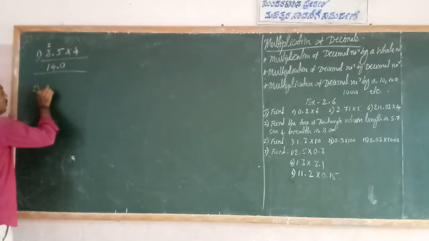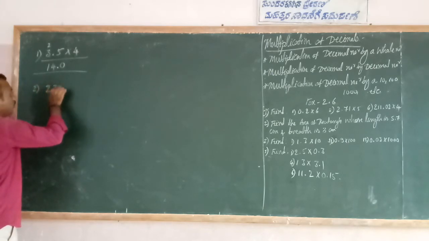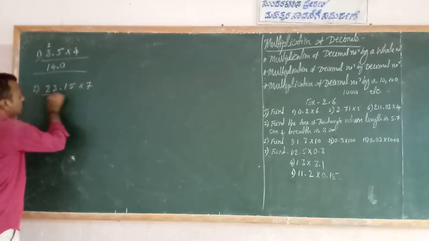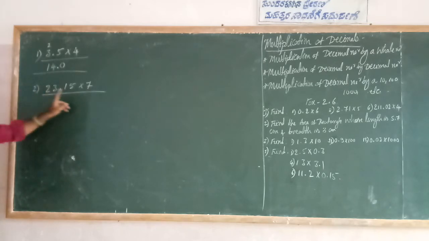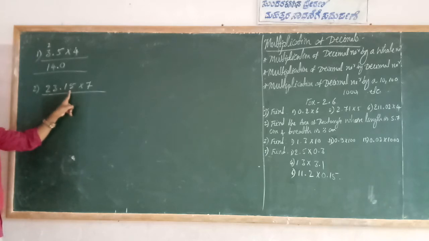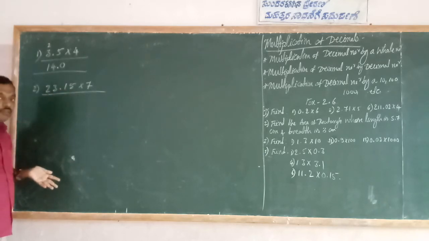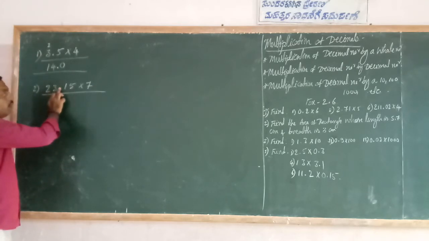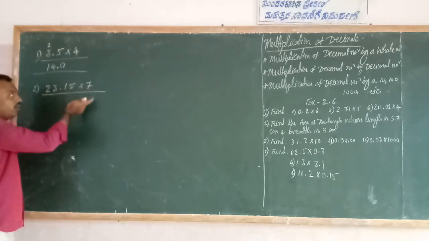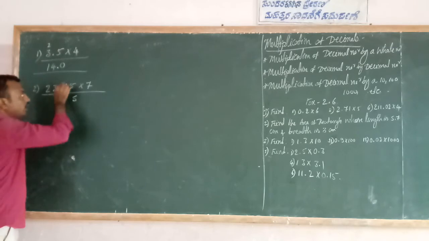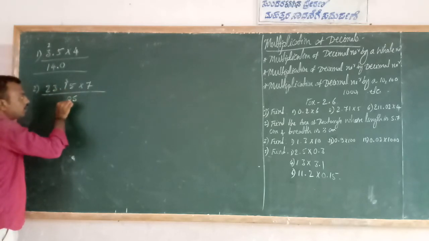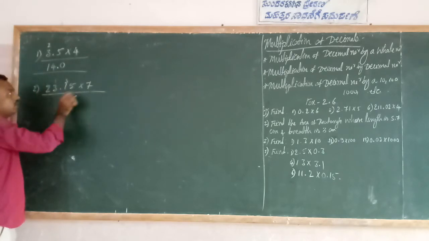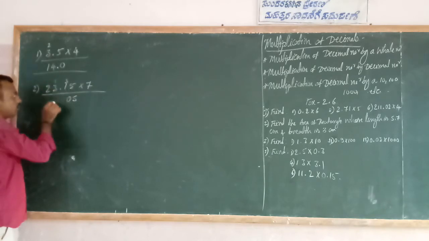Let me take another example. 23.15 into 7. See students, 7 is the whole number, 23.15 is the decimal number. As you multiply by a natural number or whole number, like that only you have to multiply. Leave out the point. You don't consider the point. If you do not consider the point, 2315 is the number. We should multiply it by 7 and after that we can put the point. 7 fives are 35. Carry 3. 7 ones are 7 plus 3, 10. Carry 1. You should forward it to the next digit. 7 threes are 21. 21 plus 1, 22. Carry 2. 7 twos are 14 plus 2, 16.